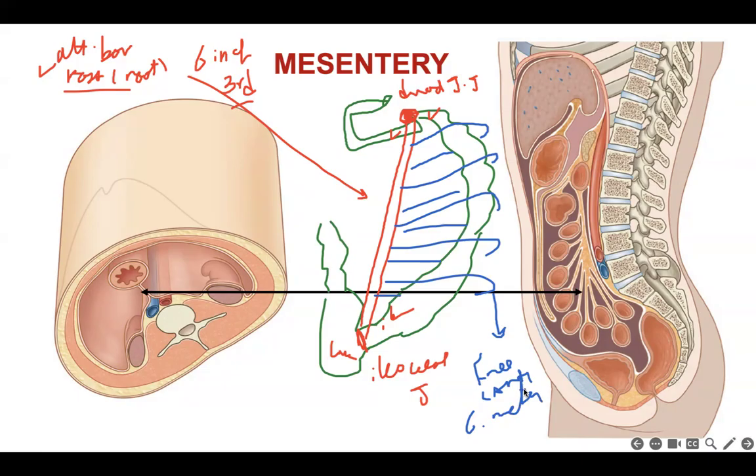So the mesentery has two borders. This is the attachment. This is the peritoneal fold of the jejunum and ileum, which has two borders. One is posterior, or the root, from the duodenojejunal junction till the ileocecal junction, and 6 inches in length. And the free border encircles or encloses the small intestine and is 6 meters in length, like a fan shape.